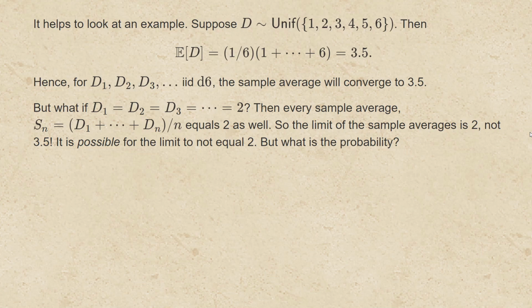But what if every single one of my die rolls happened to be 2? Then every sample average, S sub n, which is the sum of the first n d sub i divided by n, will equal 2 as well. So the limit of the sample average will be 2, not 3.5. It is possible for the limit to not equal 3.5. But what is the probability that it actually equals 2?